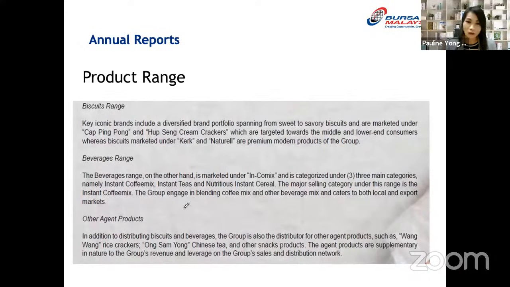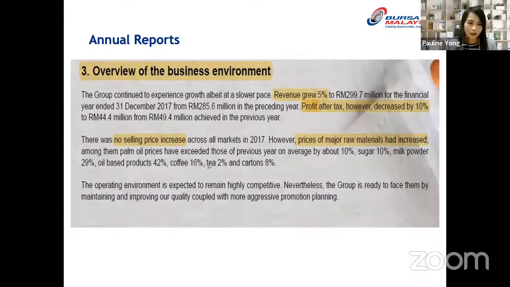Okay, yeah. So here will be the biscuits and the product range. Different 3 segments. So basically into 3 subsidiaries. 1, 2, 3. And an overview of their business. So they will say that our company has a slower pace. The growth is of a slower pace. You see, they are very honest. The revenue grew by 5%, and the profit after tax, however, decreased by 10%. So these are negative things, but they have to say it because they have to say the truth.